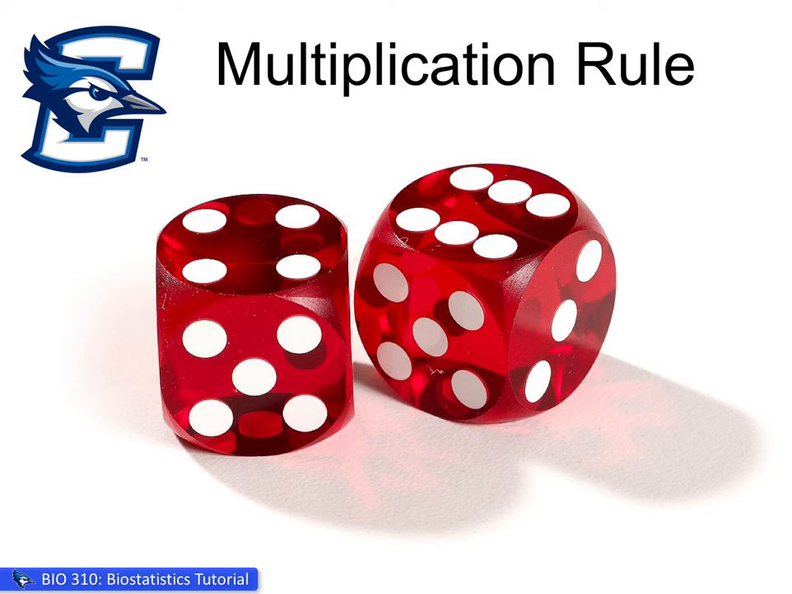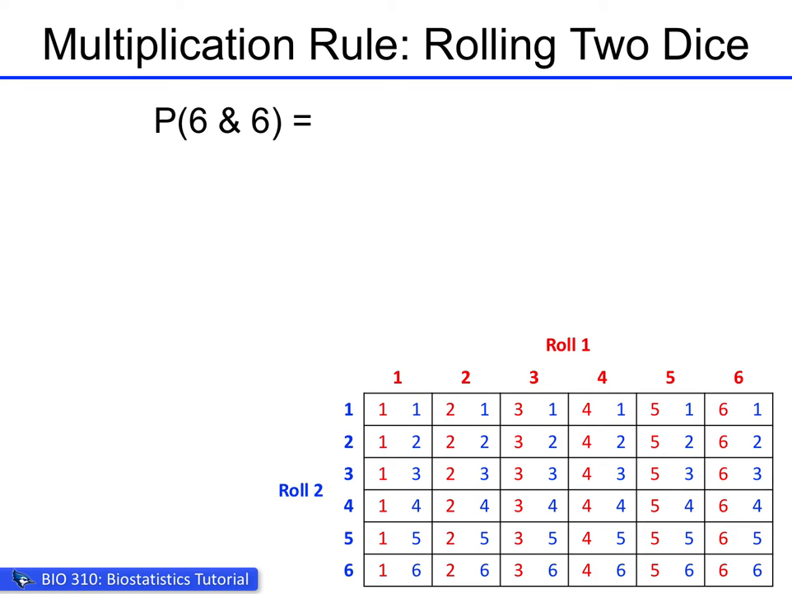Okay, now I'd like to go through a few examples looking at the multiplication rule. And for this example, let's take a look at rolling 2 dice at the same time. And as an example, I would like to look at the odds of rolling 2 6s if we roll 2 different dice. Now, there's only one way to have this outcome, rolling a 6 on the first die and then rolling a 6 on the second die.